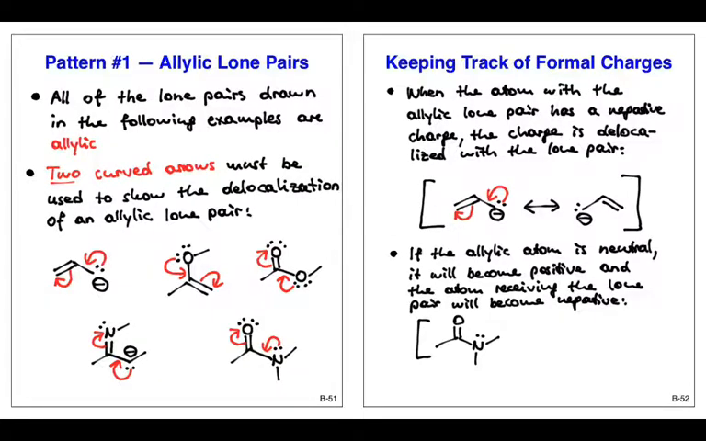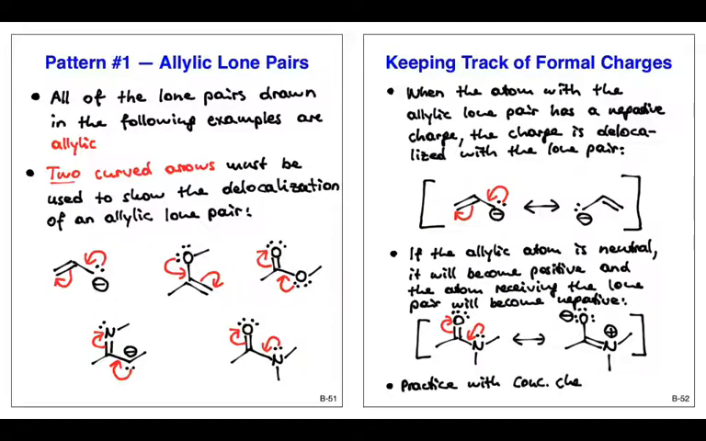This we can see in an amide. Here the nitrogen, which has the lone pair, is neutral initially. We push the electrons towards the carbon-oxygen double bond, and so the structure we get now has a negative formal charge on the oxygen and a positive formal charge on the nitrogen. So practice this, and a good way to get started is with conceptual checkpoint 2.18.